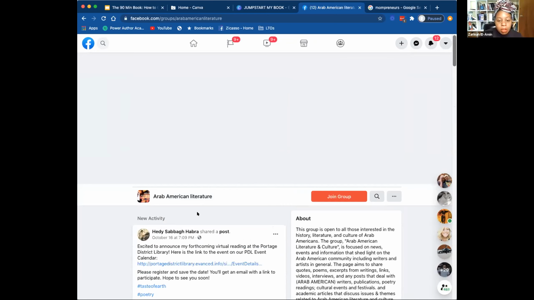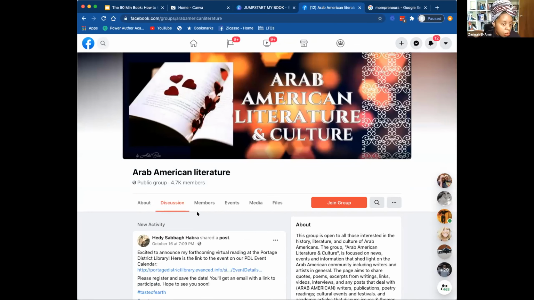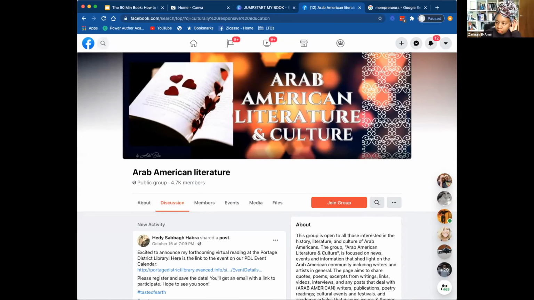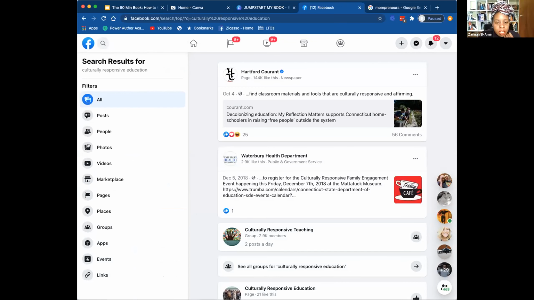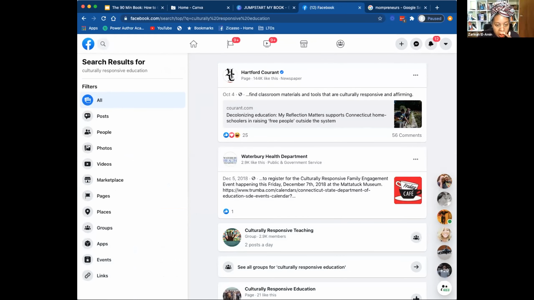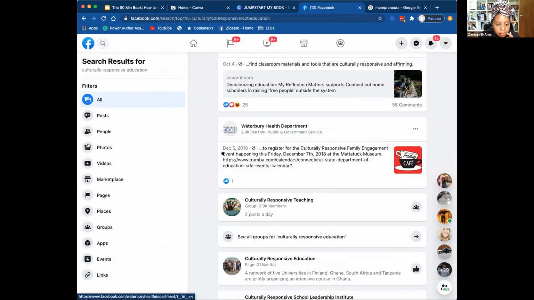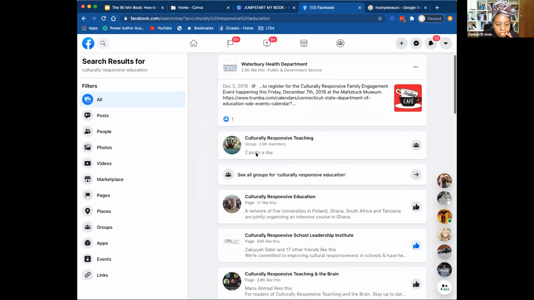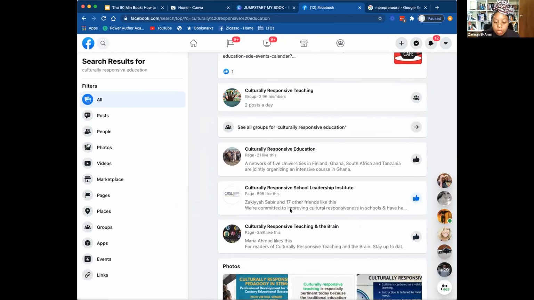Because one of the things I'm thinking about for you too is that you also probably will need to look for groups of, let me see, culturally responsive education. You may need to find groups of educators, culturally responsive teaching. That's a group, but it only has 2 posts a day. So you look at all the different angles that you could take, and then you put yourself in all of those different angles, right? Don't just pick one.